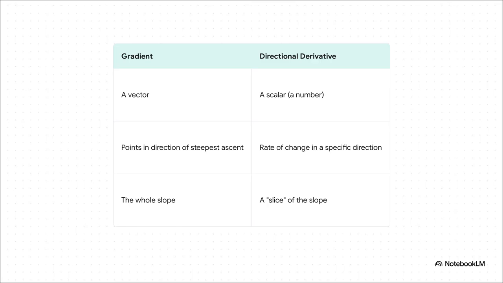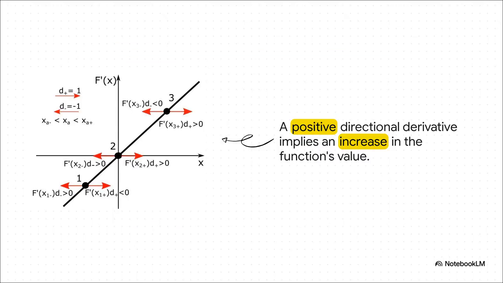Okay, now you've probably heard a lot about the gradient, right? That's the vector that points you in the direction of the steepest uphill climb. But this directional derivative thing is different, and that's what's cool about it. It's not a vector, it's just a single number, a scalar, and it tells you the slope in any direction you decide to look. Think of it like taking just one tiny slice out of the whole slope to see what it looks like.